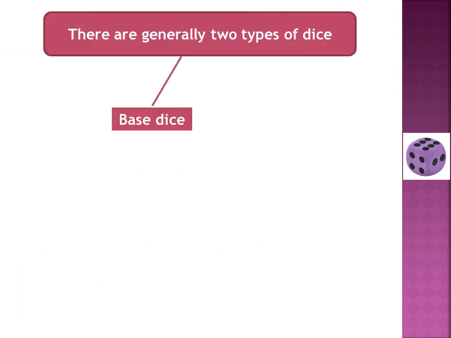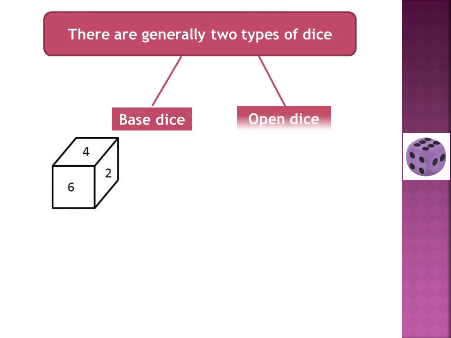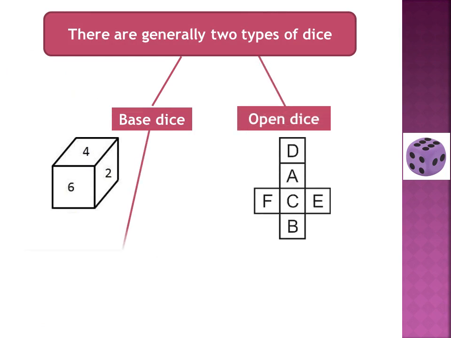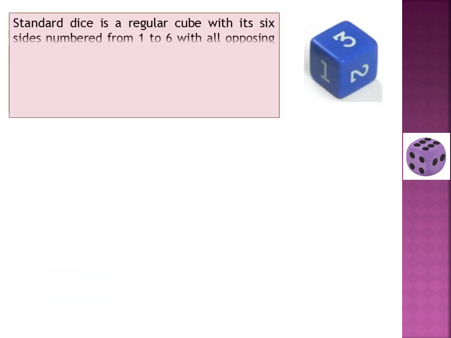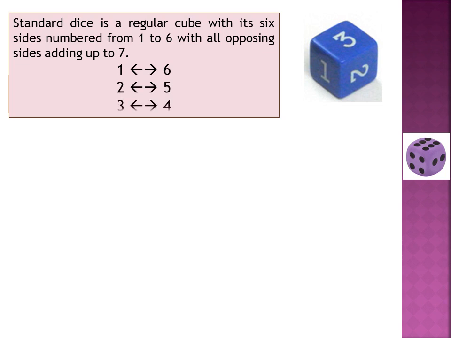There are generally 2 types of dice, base dice and open dice. Base dice are further divided as standard dice and ordinary dice. Standard dice is a regular cube with its 6 sides numbered from 1 to 6 with all opposing sides adding up to 7. Thus, 1 is always opposite to 6, 2 opposite to 5 and 3 opposite to 4.